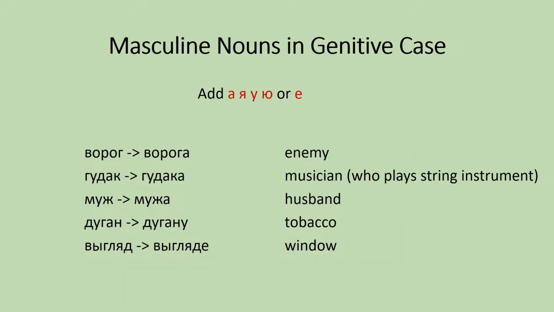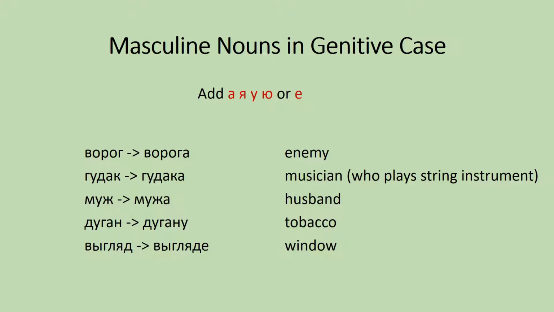Masculine nouns in the genitive case. To put a masculine noun in the genitive case, one would need to simply add an a, ya, u, yu, or e at the end of the masculine noun. There is no set rule of which ending a masculine noun receives in the genitive case, and therefore they would have to be memorized as you go. Let's look at the examples below.